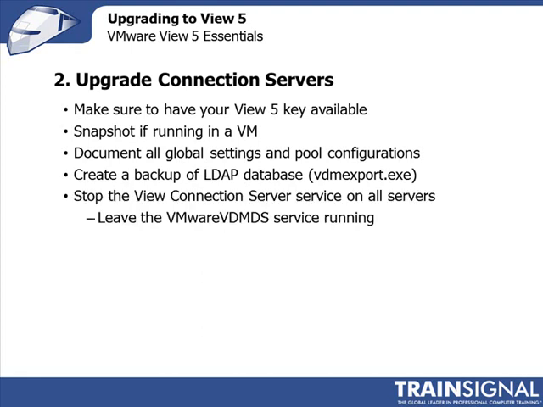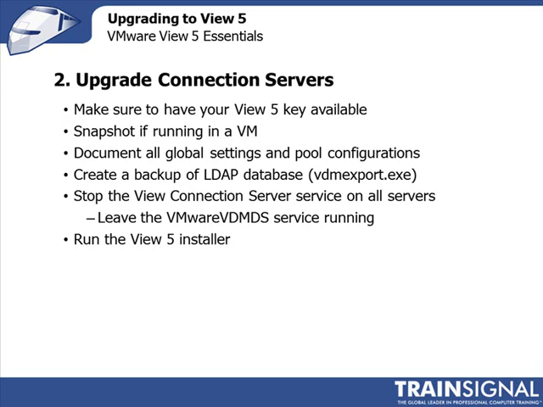Once that's all done, we want to stop the View connection server on all of the servers in our environment. This includes the connection server, the replica servers, and the security servers as well. You do want to make sure to leave the VMware VDM DS service running. This is the service that supports our LDAP database, and that needs to be up and running so that the upgrade process can update the database as well.